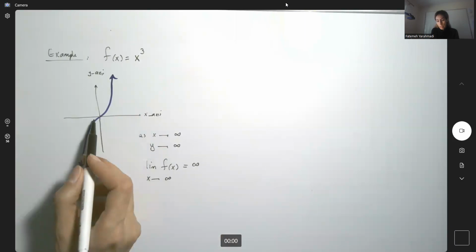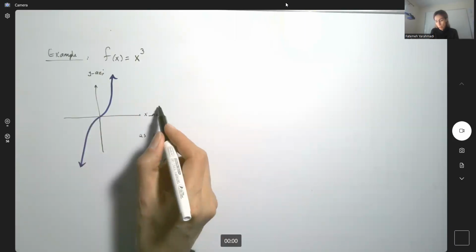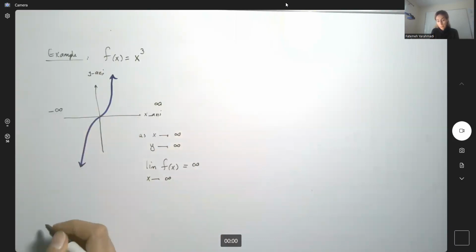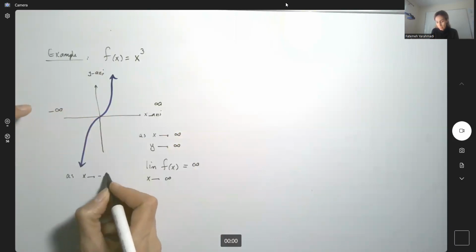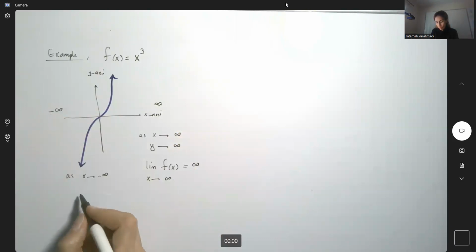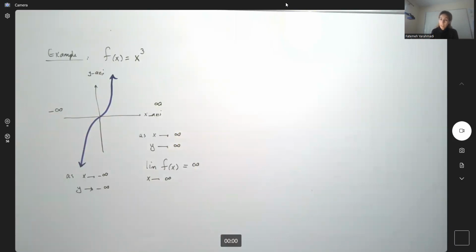What if we want to analyze the behavior of the function as x goes to negative infinity? Remember that positive infinity is on the right-hand side, negative infinity is on the left-hand side. As x goes to negative infinity, my y starts going down, getting smaller and smaller. Y goes to negative infinity as well. Or in limit terminology, we write the limit of f of x as x goes to negative infinity is negative infinity.